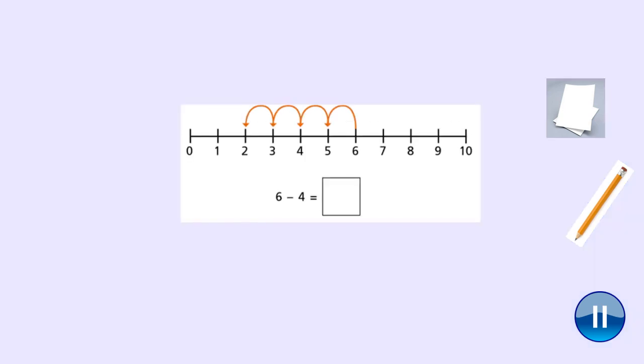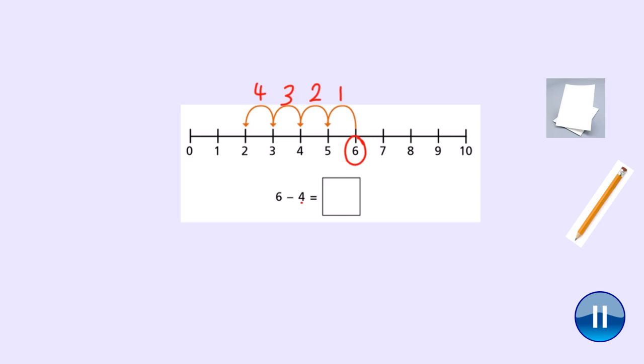This one is similar to the first one. We've got the subtraction number sentence, 6 subtract 4 equals, and you've got to fill in the blank. And they've drawn the jumps on the number line for you. Where did they start? They started at 6. And how many jumps did they do? 1, 2, 3, 4. So that's the 4 in the number sentence there.